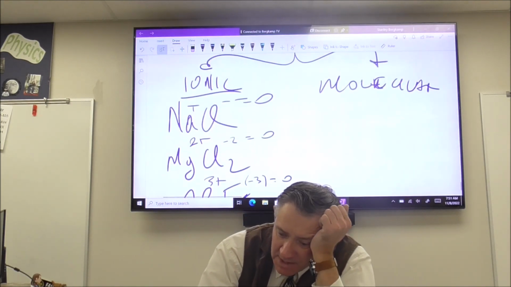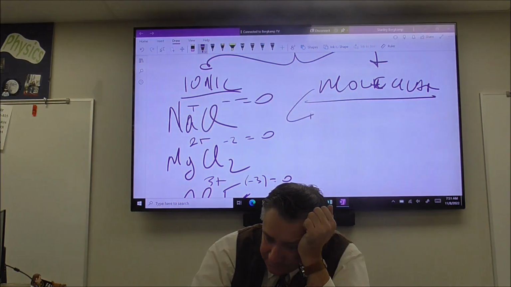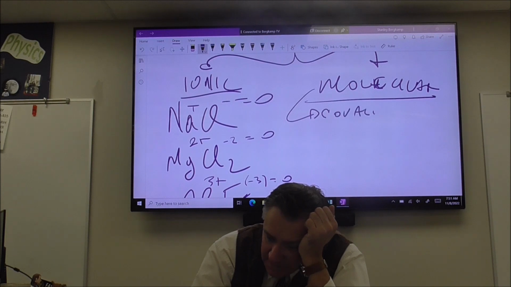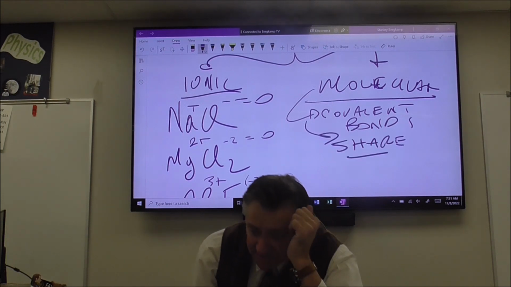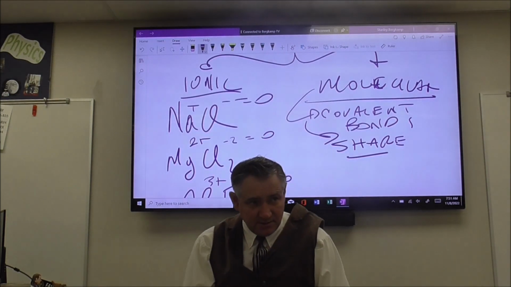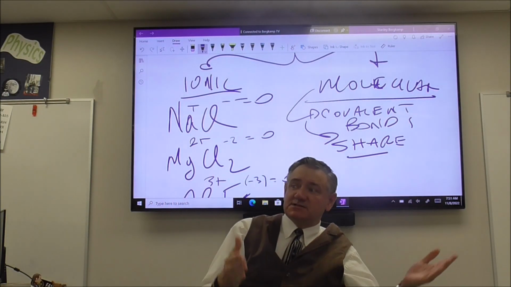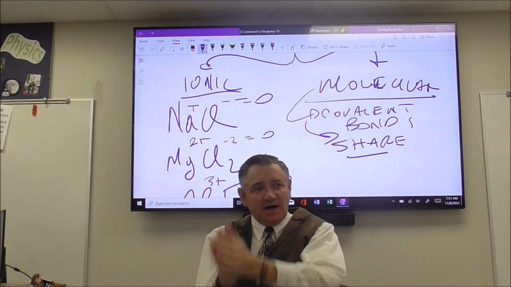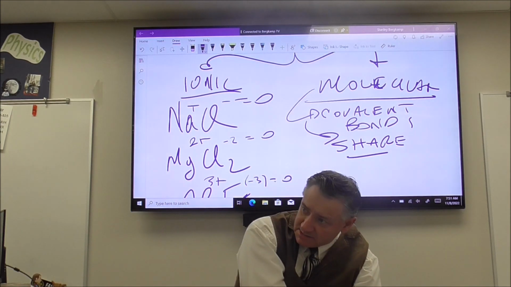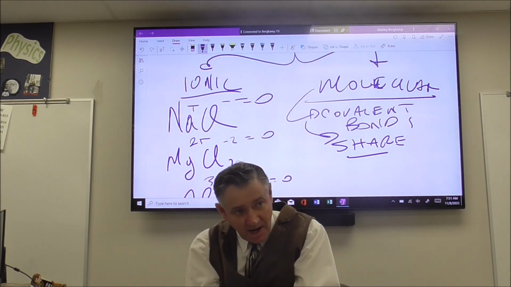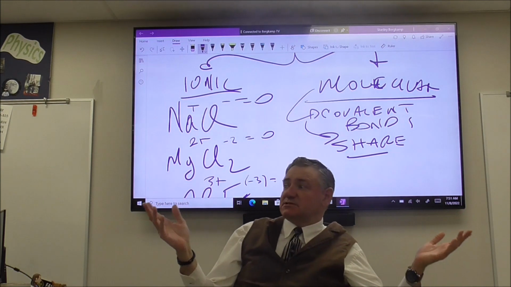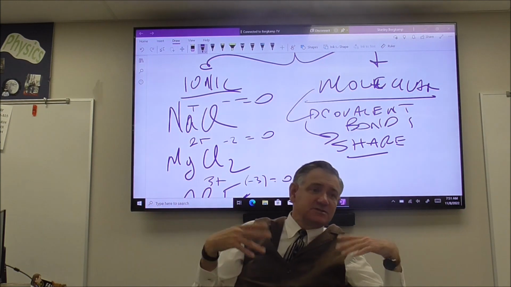Now, when you have molecular compounds, these are covalent bonds. Okay? Meaning that these just share electrons. Because they're sharing electrons, I don't have to worry about the sum of the oxidation states, because you're not forming ions. Okay? Because you're not forming ions, there are no oxidation states to add up to. Okay? Because they're just sharing electrons.